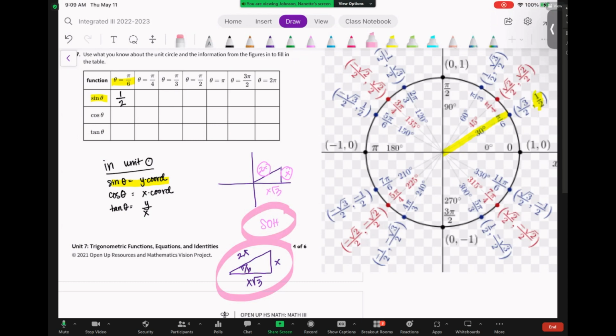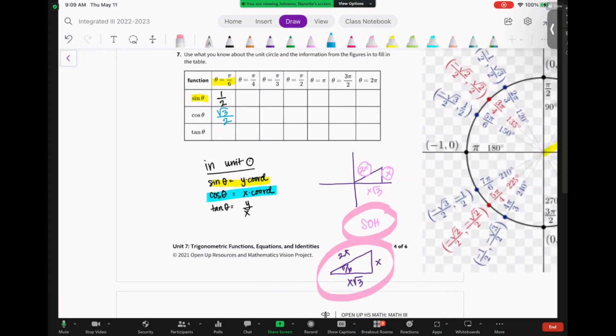The next part asks you to find cosine. Cosine is just your x coordinate, so that's root 3 over 2. I'm going to write root 3 over 2. Then to figure out tangent theta, you're just going to divide y over x. So you're going to divide these two numbers here. Tangent of theta equals 1/2 over root 3 over 2.